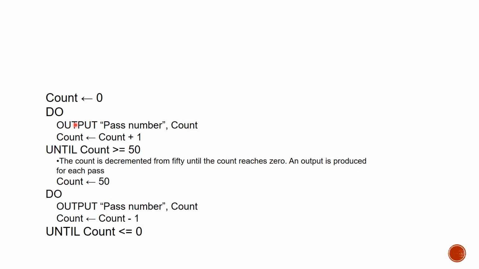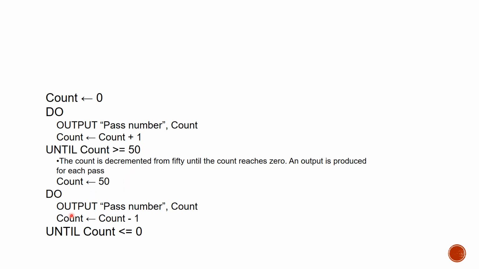As you can see, this is count 0. Here I am using a do while loop. So output count past number, count is 0. Count equals count plus 1 until count is greater than or equal to 50. So this will run until I reach the value of count 50.